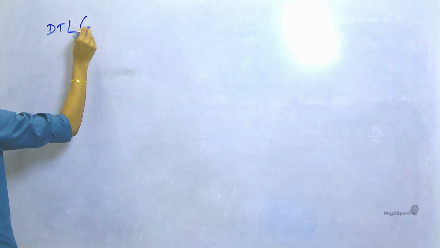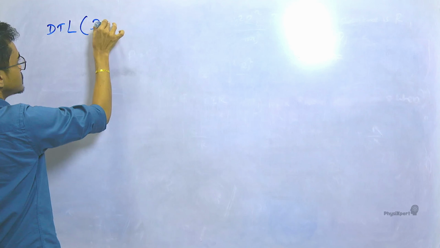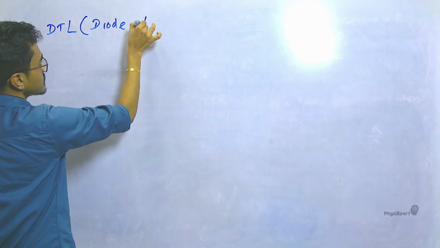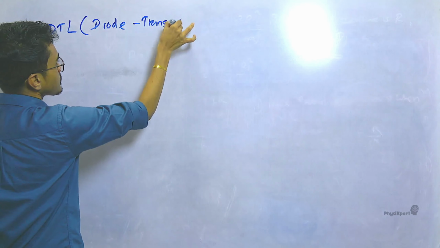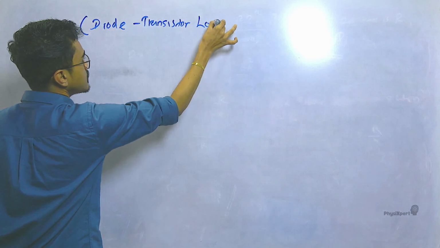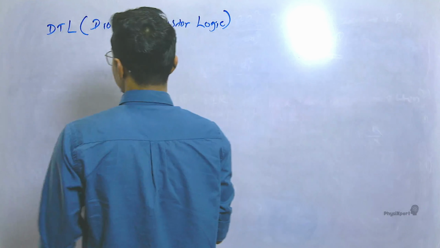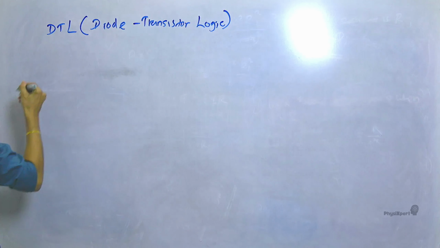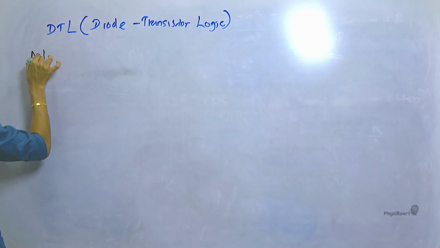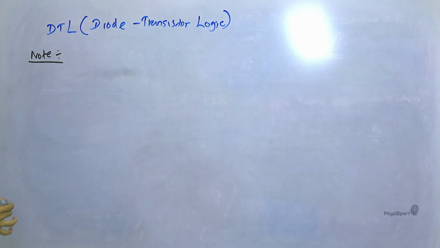DTL means diode transistor logic. Diode transistor logic, that is called DTL. Now for this, from digital electronics, this is what we should know beforehand.